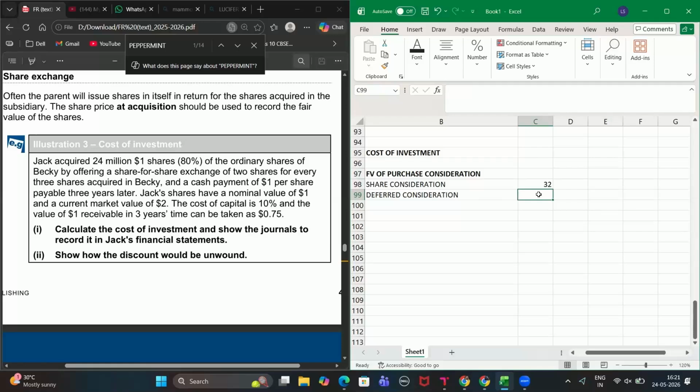We are paying it after 3 years. So, will we include the value as it is? What should we do in this scenario? We should convert it into present value. How do we convert it? What is the deferred consideration here? Do you guys have any idea?